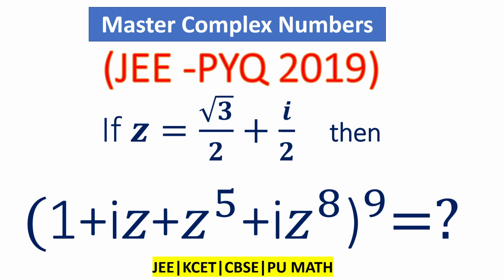A stunning expression involving powers of complex numbers. If z is equal to root 3 by 2 plus i by 2, where i is root of minus 1, can you simplify 1 plus iz plus z to the power of 5 plus iz to the power of 8 whole to the power of 9? This JEE 2019 question tests your understanding of Euler's form and complex powers. Let us decode it the smart way.